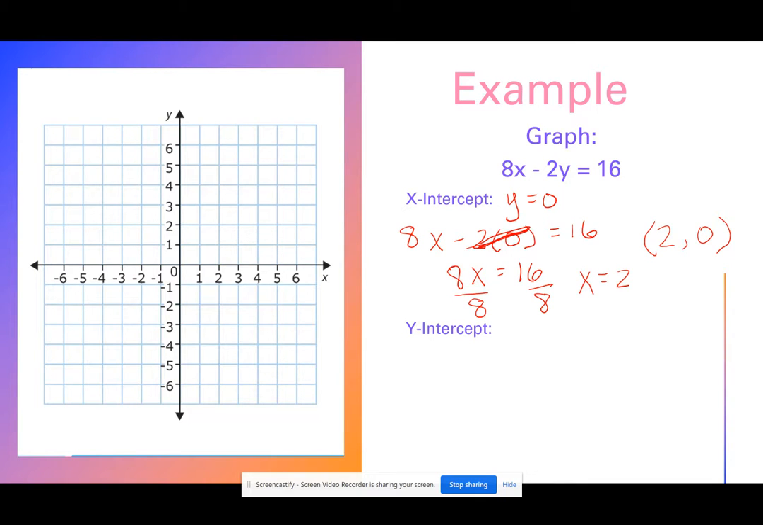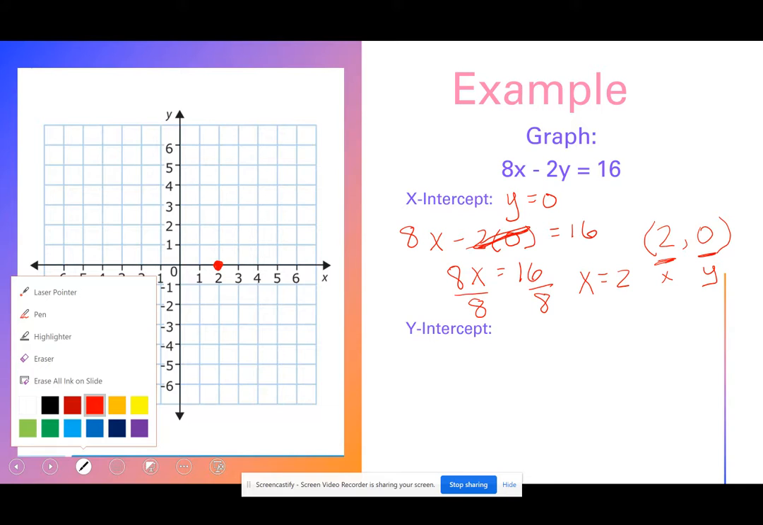So remember, when you're plotting on the intercept, this first one is your x-coordinate, and the second one is your y-coordinate. So we go over on the x first, so we go over 2 and up 0, so our point is right here, because that's your x-axis.